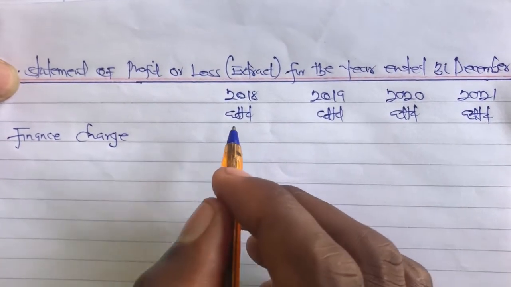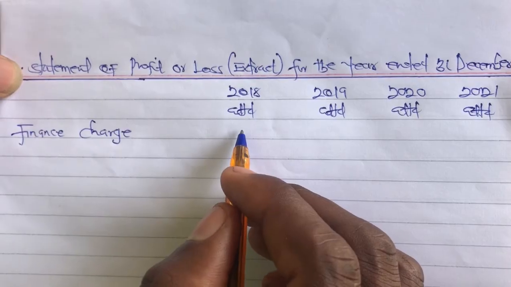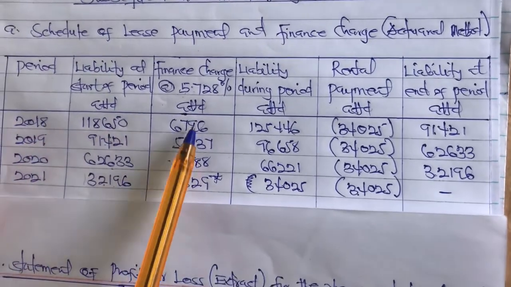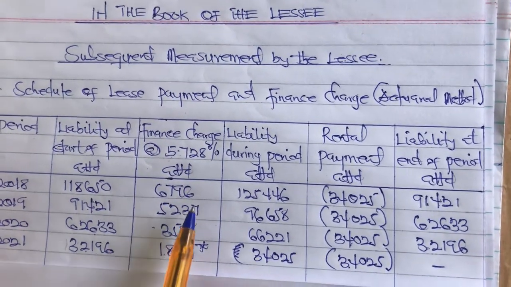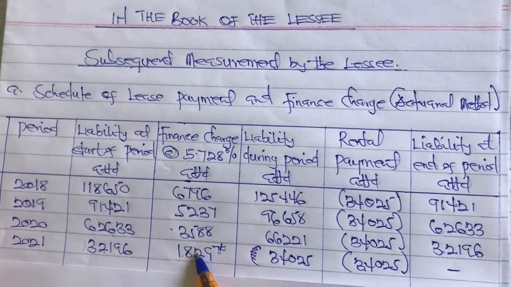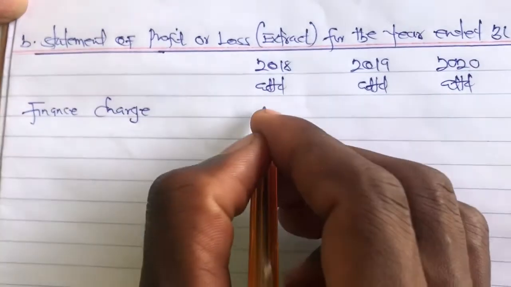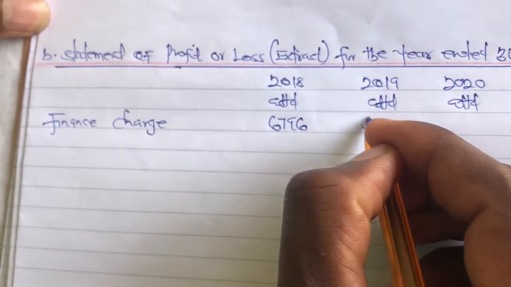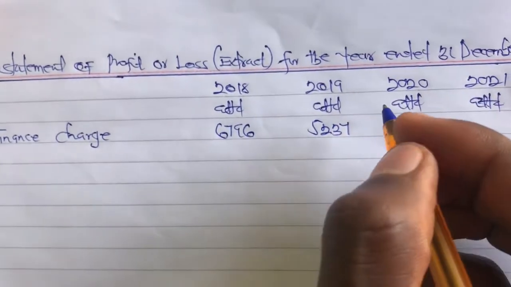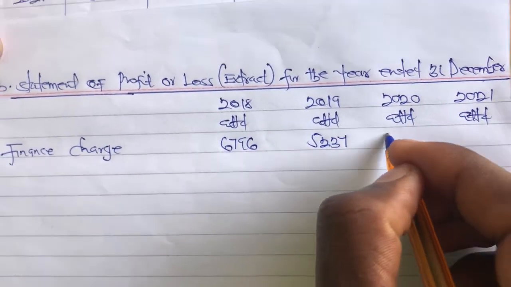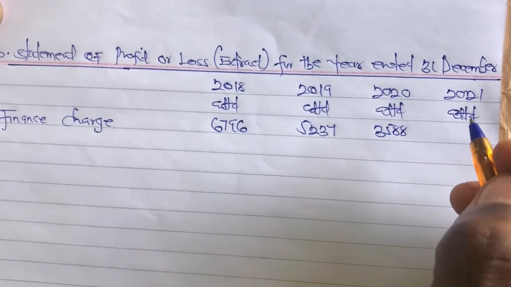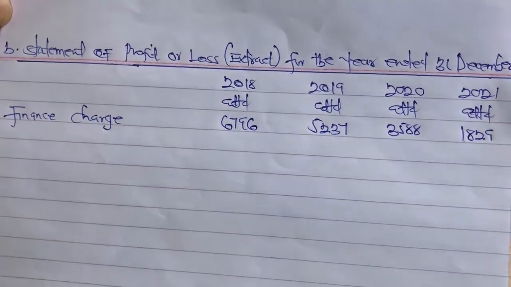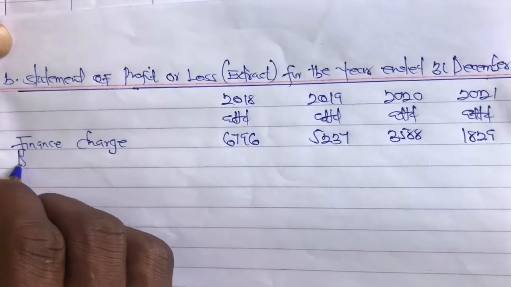We are going to indicate the finance charge according to the years. You can see from the schedule over here that for 2018 the finance charge is 6,796. So we are going to present this finance charge in the statement of profit or loss: 6,796 for 2018, 5,237 for 2019, 3,588 for 2020 and 1,829 for 2021.